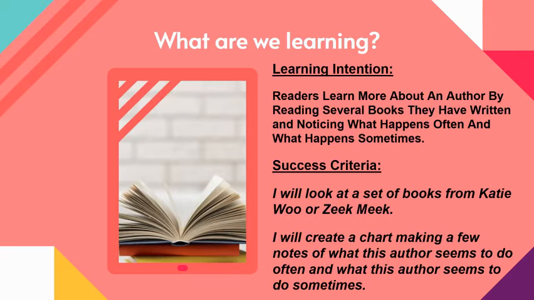Readers learn more about an author by reading several books they have written and noticing what happens often and what happens sometimes. Success criteria. I will look at a set of books from Katie Woo or Zeke Meek. I will create a chart making a few notes of what this author seems to do often and what this author seems to do sometimes.